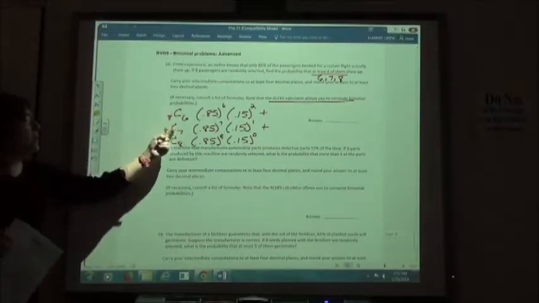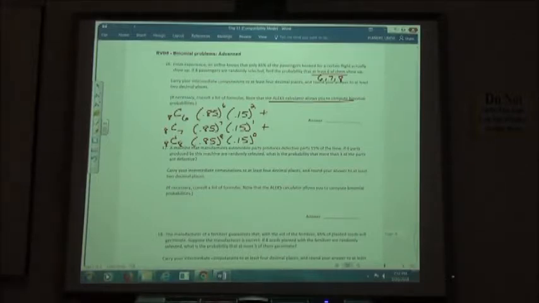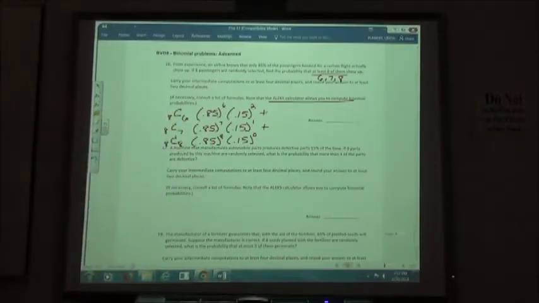I would probably figure out these numbers first and then do my multiplying and adding, just because I got to figure out that combination. So if you have 8 combination 6, 8 things taken 6 at a time.